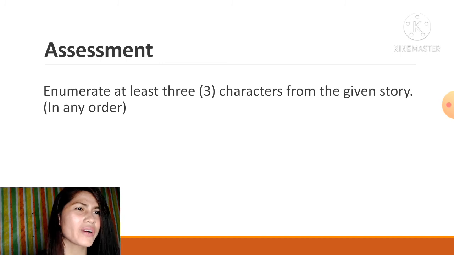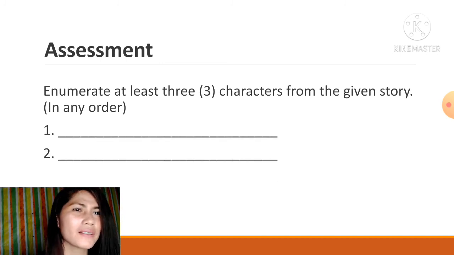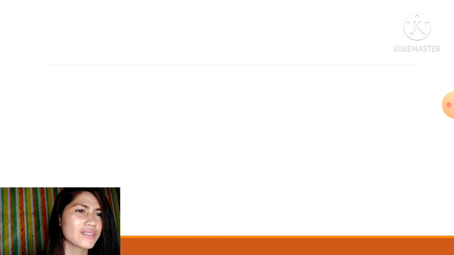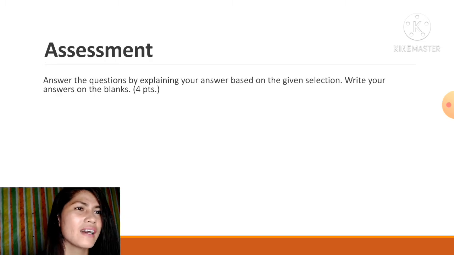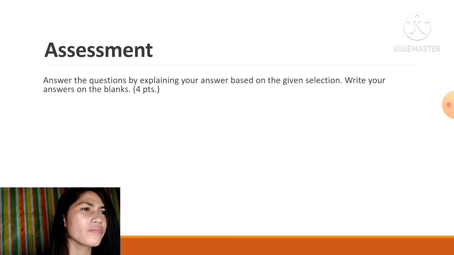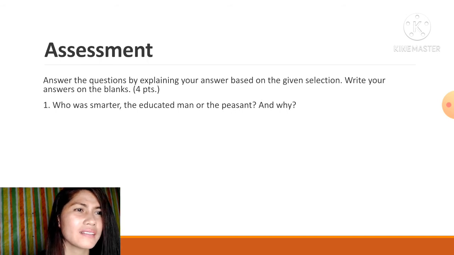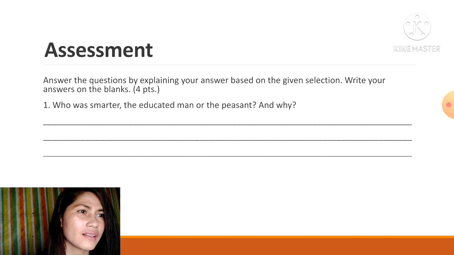So from this story, let's try this one. Let us enumerate 3 characters in no particular order. So it's very easy. We have the educated man, the wife, and the peasant. And let's try this question by explaining, based on the given selection, your opinion. Who was smarter, the educated man or the peasant? So you have to choose between the two. And of course, you have to justify your opinion.